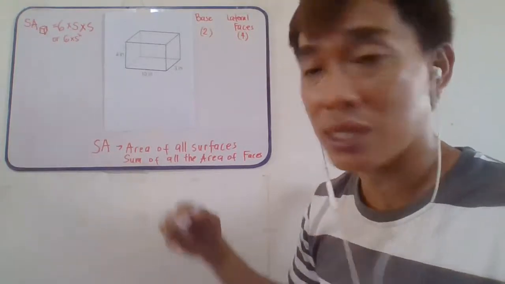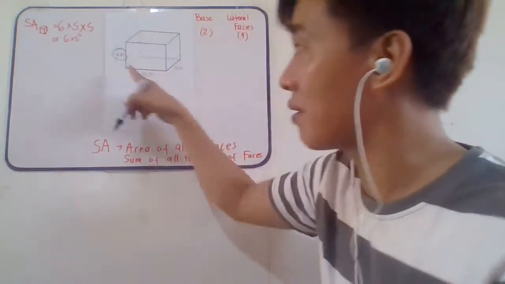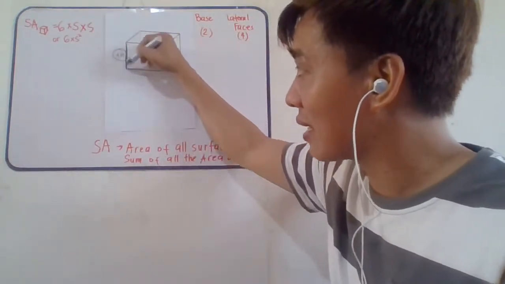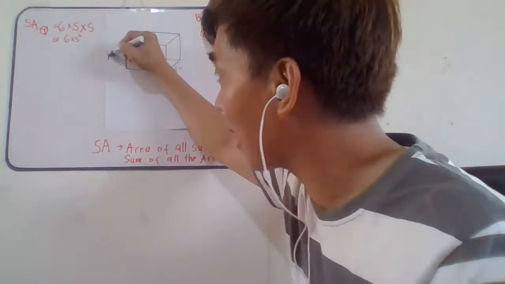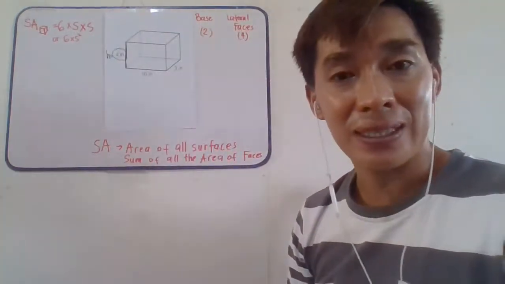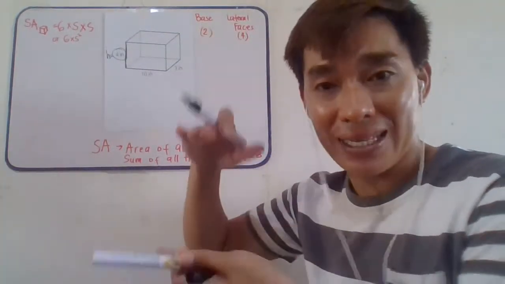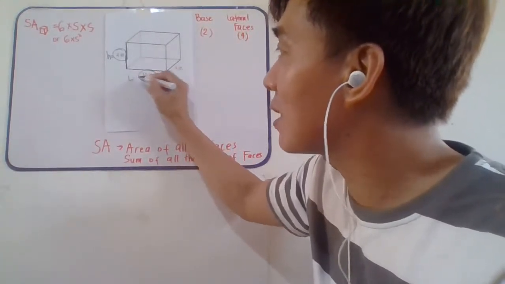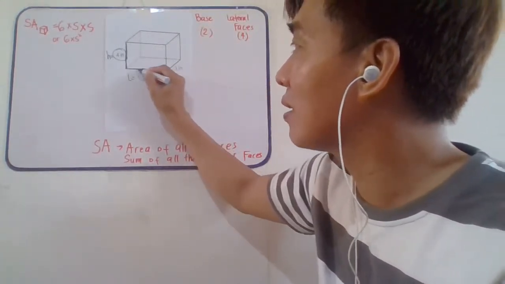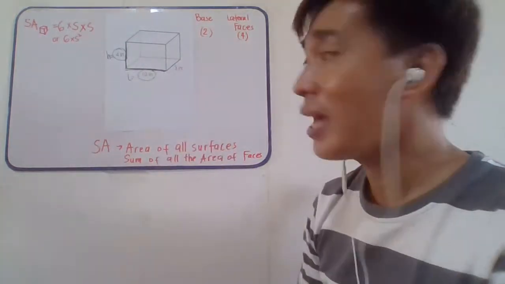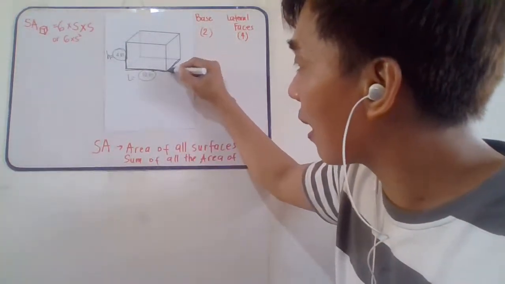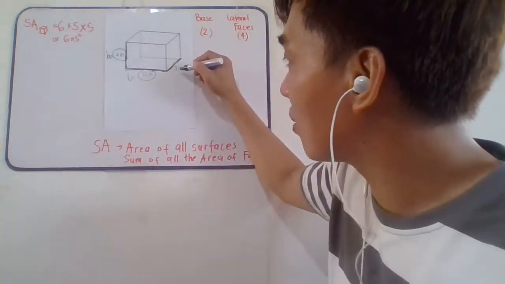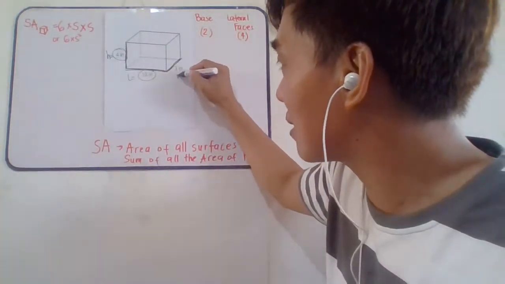If you notice here, this is 4 inches. That's the height, how tall our box is. This is the length, because it is the longer side. And this is the width, how wide it is. That is the width.